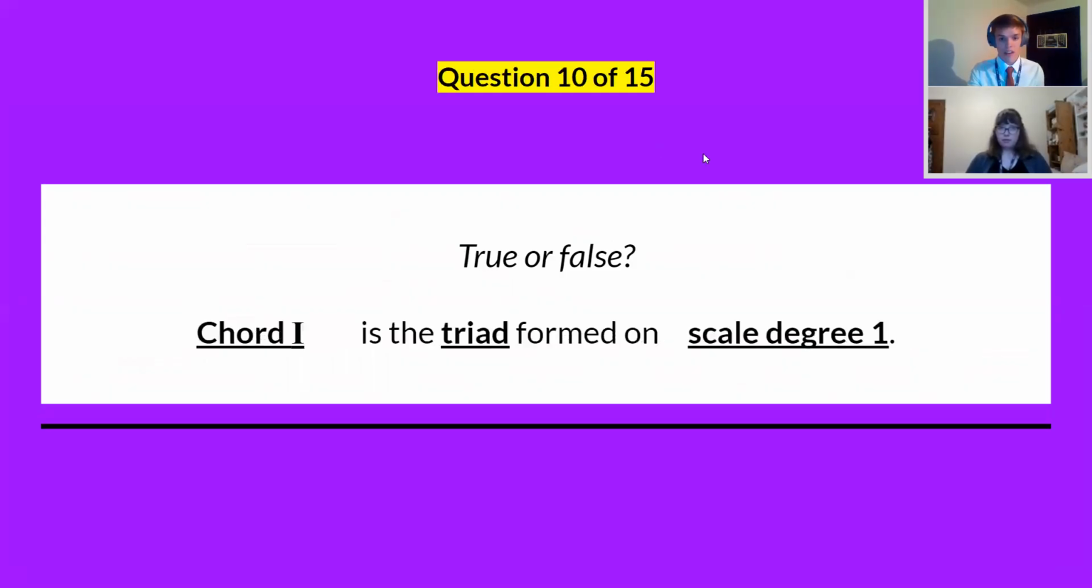Question number 10, true or false again. Chord 1 is the triad that we form on scale degree number 1. So here you're linking two concepts. So the concept of scale degrees and the concept of triads. So remember, with scale degrees, we just give them normal numbers. With triads, we give them Roman numerals. So is it all right for us to say that chord Roman numeral 1 is the triad that we form on scale degree number 1? True or false?